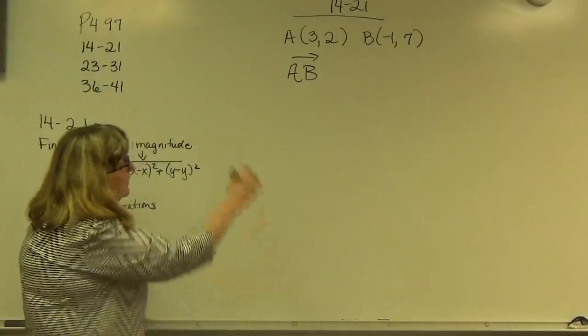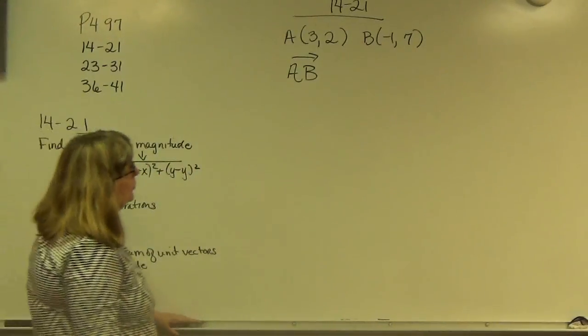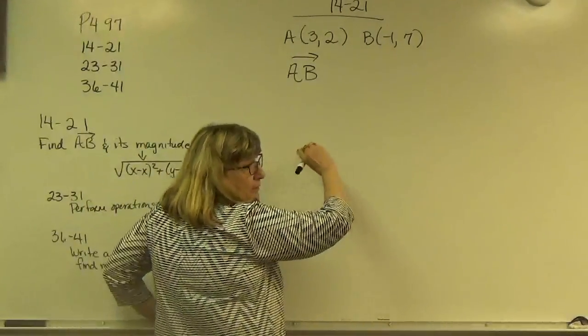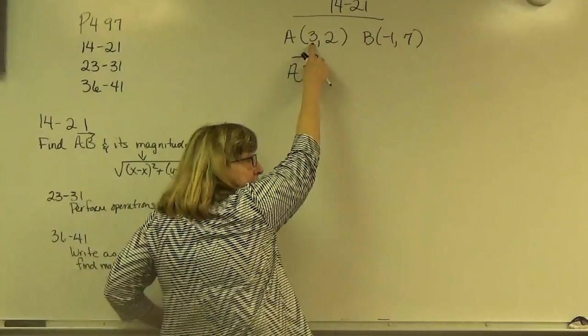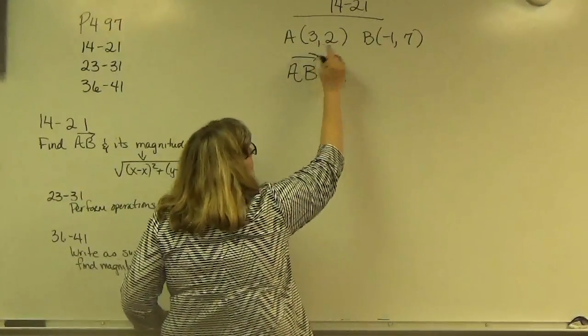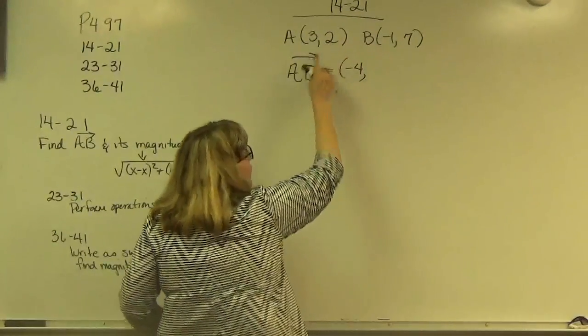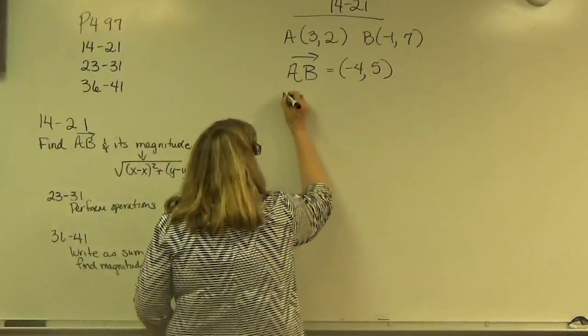Okay, so first example, 14 through 21. My ordered pairs are A is 3 and 2, and B is a negative 1 and 7, and I want to find vector AB. So to find vector AB, you take B subtract A. So what's a negative 1 subtract 3? What's 7 subtract 2? 5. There's your first answer.